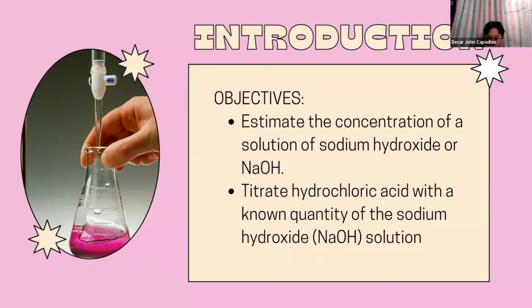In the second part of the experiment, we also titrated HCl with the known quantity of the NaOH solution determined in the first phase of the experiment to ascertain its exact concentration. Again, phenolphthalein is used as an indicator in this part of the experiment. All of these experiments are conducted for us to have a better understanding about how titration works and how to correctly collect and analyze data from experiments.